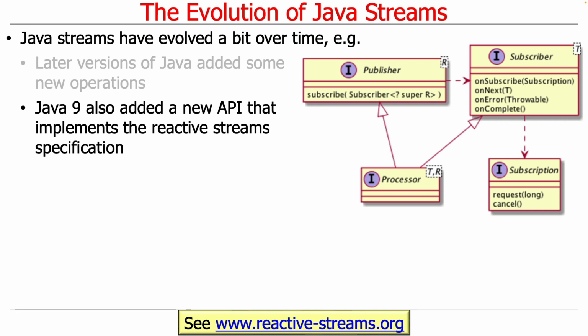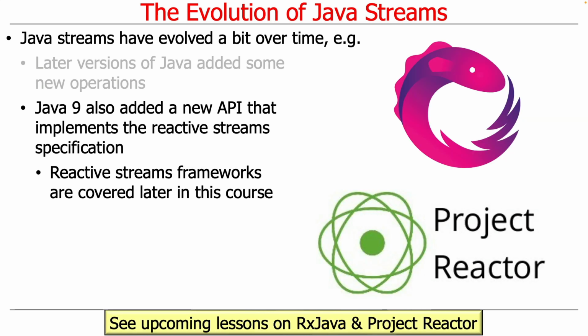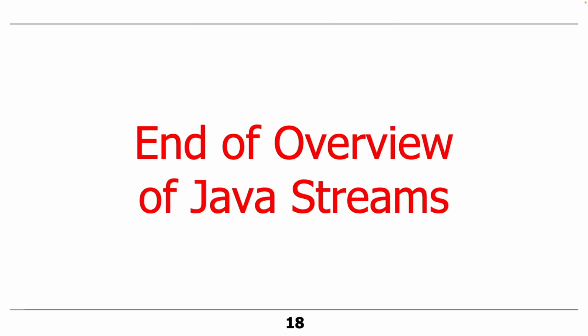There were also these other features that we've talked about very briefly called reactive streams, which adds pub/sub support, and that came in Java 9 as well. We'll talk about some of this stuff later in the course, especially in the context of Project Reactor and RxJava, so you'll get a chance to play around with that later. So that's the end of the overview of Java streams.